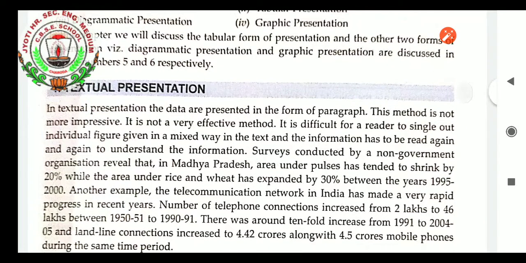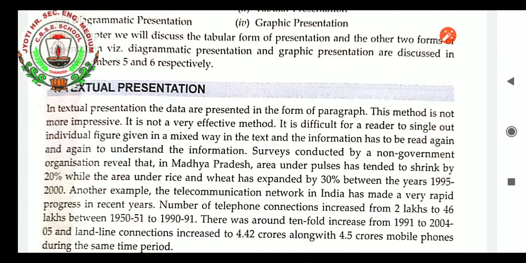Textual presentation, students: in textual presentation, the data is presented in the form of a paragraph. This method is not very impressive because people don't want to read sentences and paragraphs. They find it uninteresting. It is not a very effective method. It is difficult for a reader to single out individual figures given in a mixed way in the text, and the information has to be read again and again to understand it.